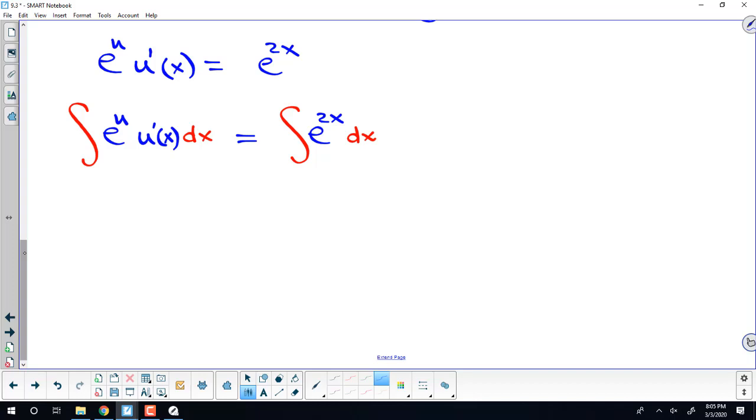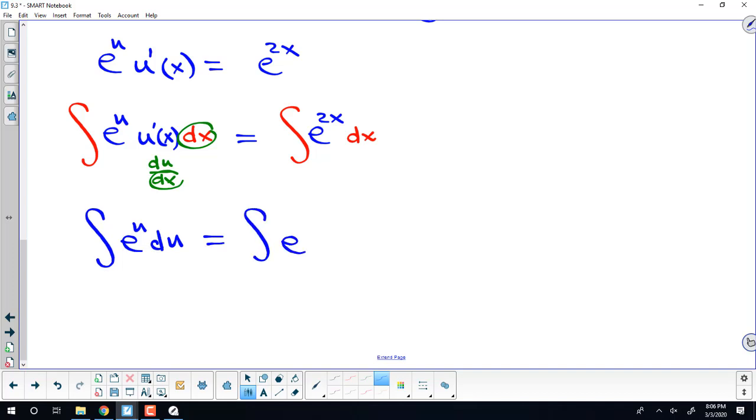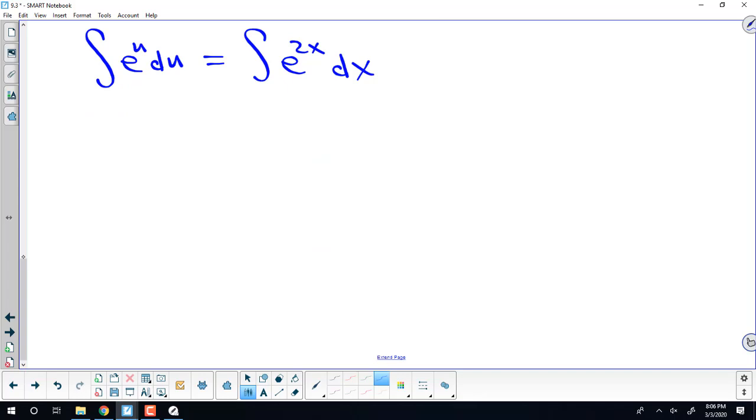So u prime of x times dx just turns into what? Du, right? Because u prime is the derivative of the function u with respect to x. This differential and this differential divide out. So we have the antiderivative of e to the u du is equal to the antiderivative of e to the 2x dx.